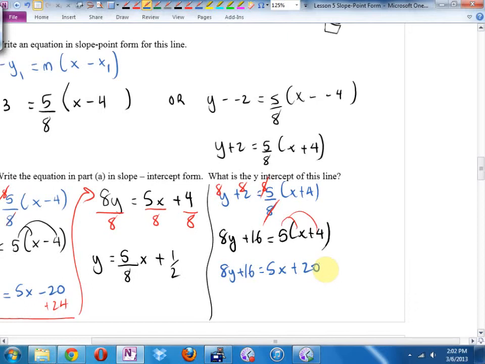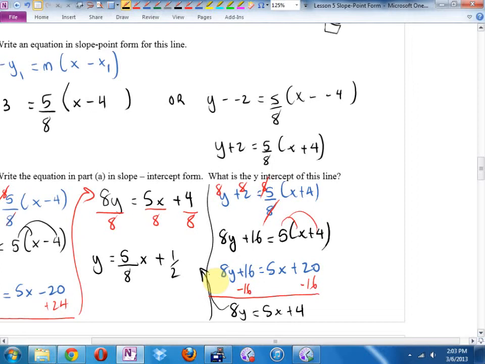Now what? Minus 16 from both sides, and I get 8y equals 5x plus 4. And, oh, isn't it exactly what I had up there? Somewhere along the way, Simi, you'll suddenly find, oh, I'm in the same place as I would have been if I'd used the other point.